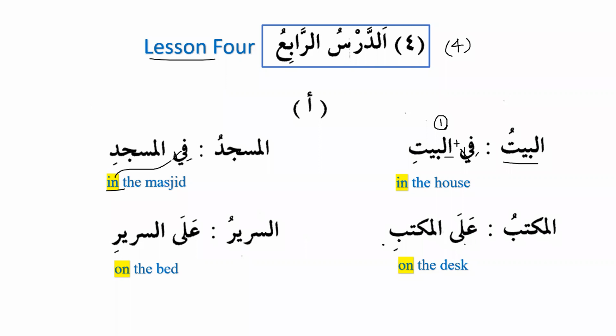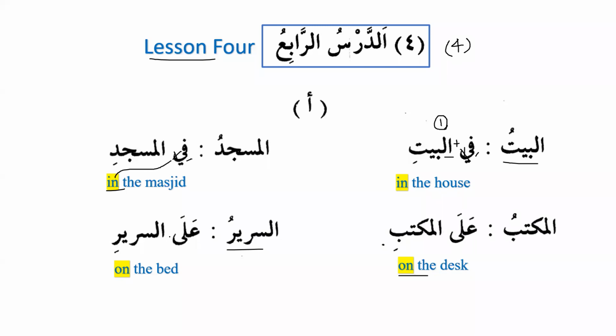The second one that we are learning is ala. So al-maktabu, that means the desk. But when we say alal maktabi, it means on the desk. And similarly, we have as-sariru, that means the bed. And when we say alas sariri, that means on the bed.